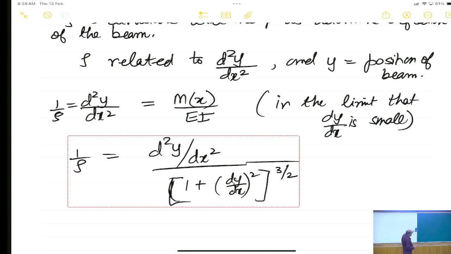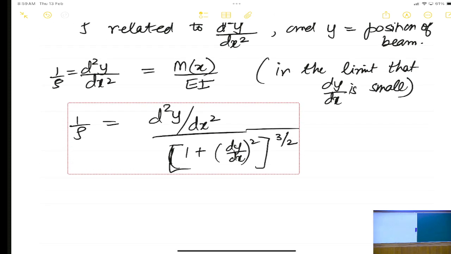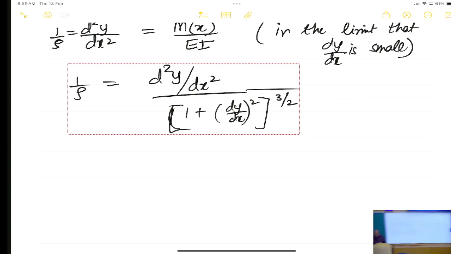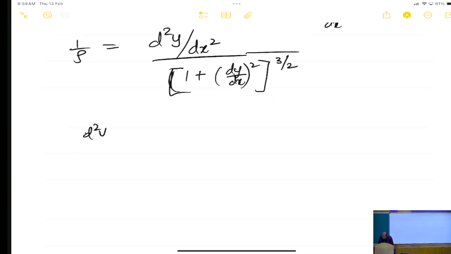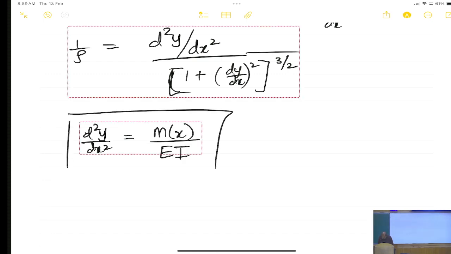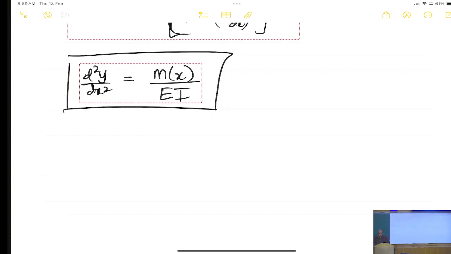So, now in the limit that the slope is small, and why does this slope become small? Because the value of E is very high. So, when the deflection takes place, the values of deflection and slopes are small. So, therefore, we can approximate d2y by dx square is equal to M(x) upon EI. So, this is the relation which we use. So, now let us see.